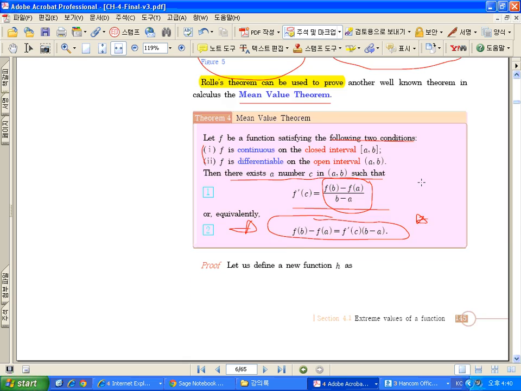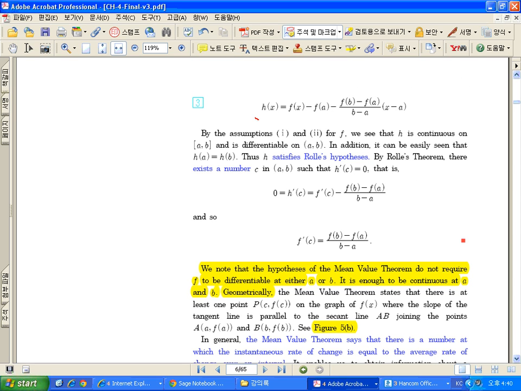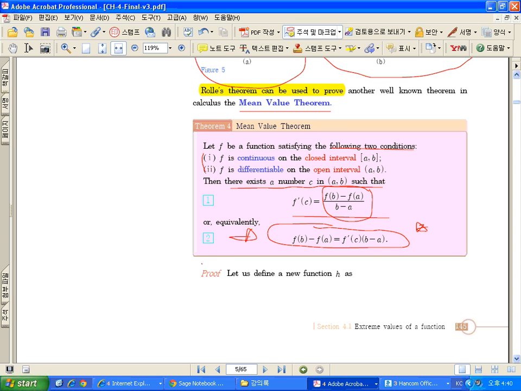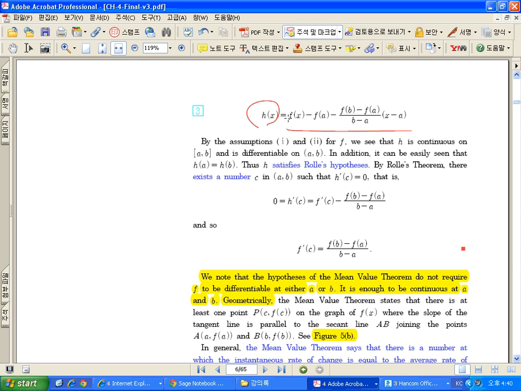Then we may define h of x like this, and this is the proof. This proof can be made from Rolle's theorem. If you define h of x like this, then it satisfies the conditions of Rolle's theorem, because h is continuous on the closed interval and differentiable on the open interval, and h of a is equal to h of b.